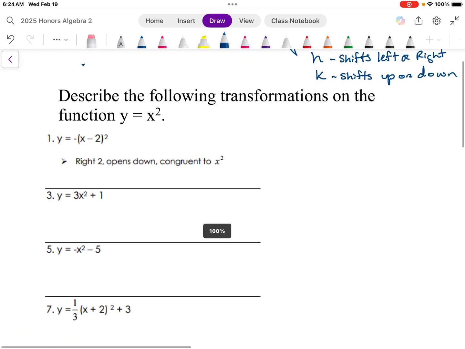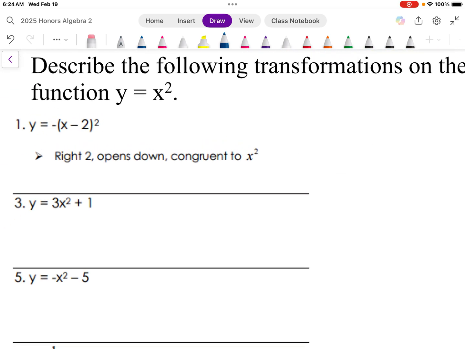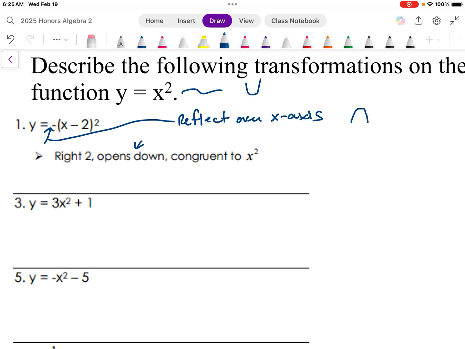So let's do a couple. We have some examples here just to run through. The first one, again, we're just isolating and talking about what has been taking place here for transformations. There are two transformations taking place. We see a negative in front of the parentheses, which tells me that I reflect over the x-axis, and that's where they say it opens down. Because again, the parent function y equals x squared is a U-shaped graph opening up, and since I put a negative in front, we're going to open down, so it's going to be an upside down U.